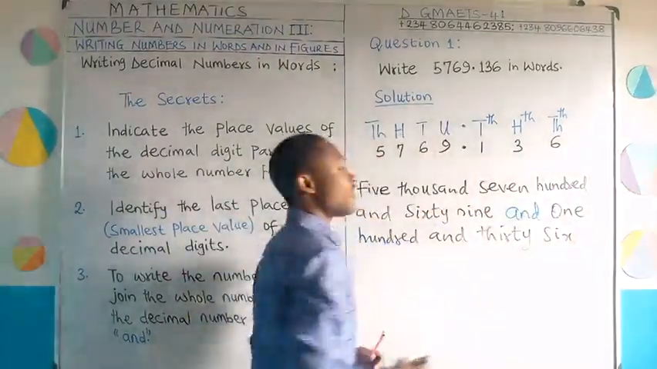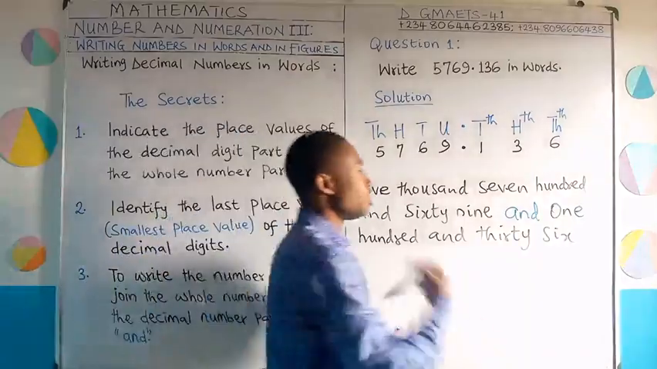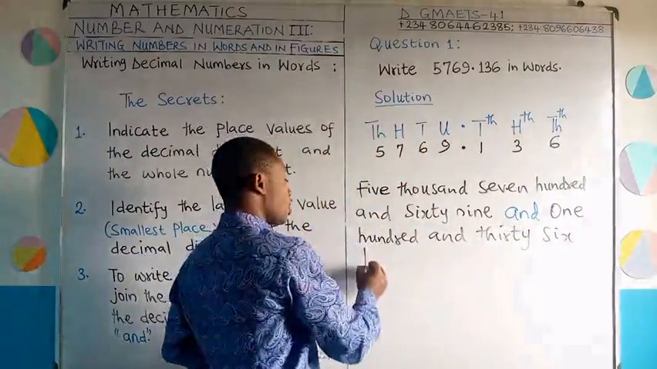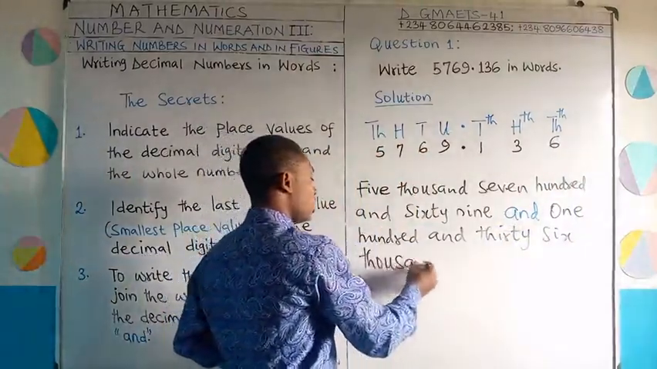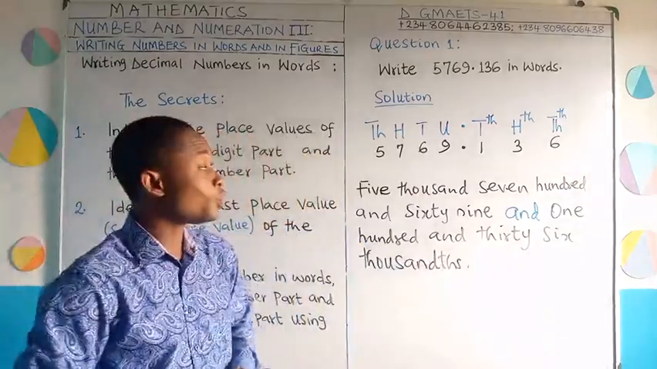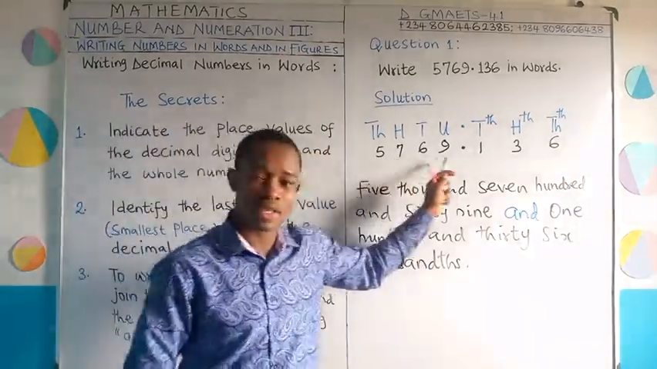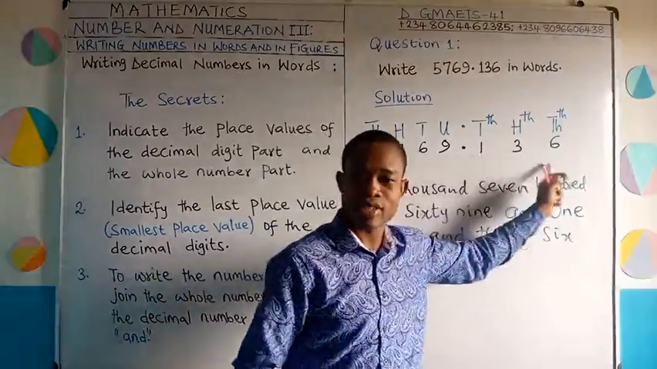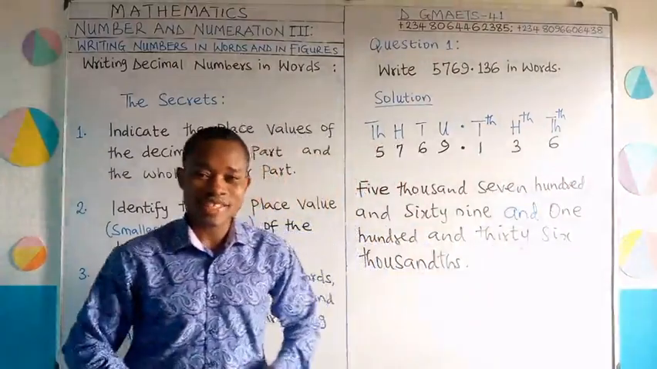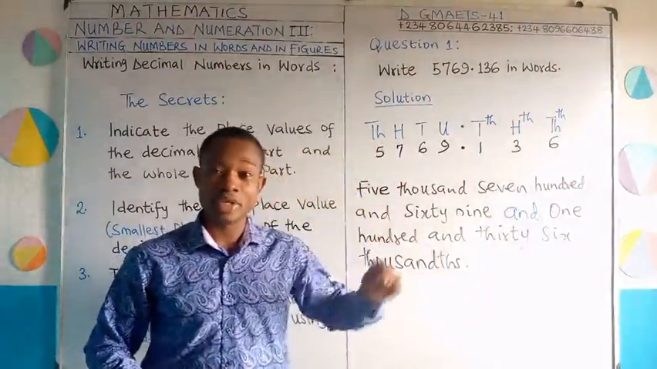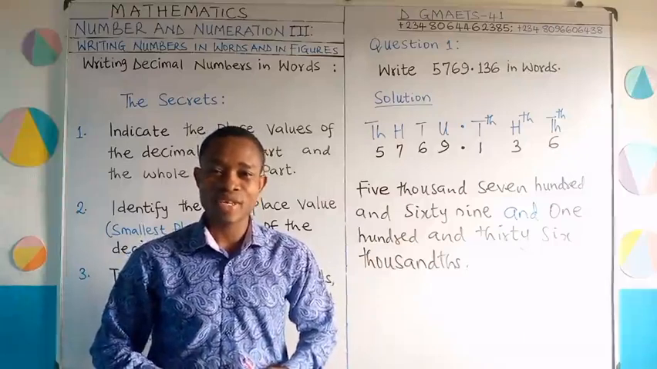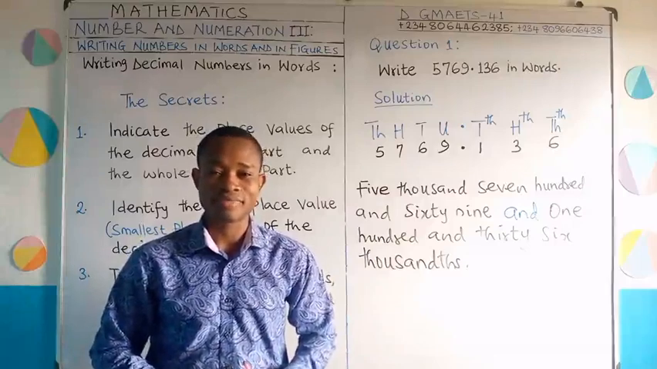And of course, identifying the last place value of the decimal digit, the last place value is thousandths. And so I'm going to attach it. This is now going to be thousandths. So this is how you write this number in words: 5,769 and 136 thousandths. So we have succeeded in writing this decimal number in words. Very simple, right? Okay, now let us get ready for the second question.